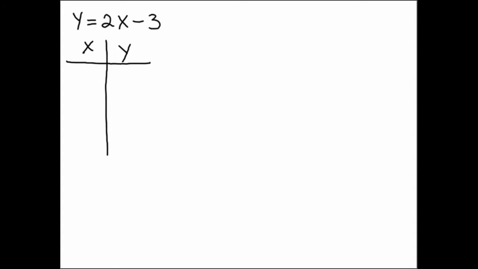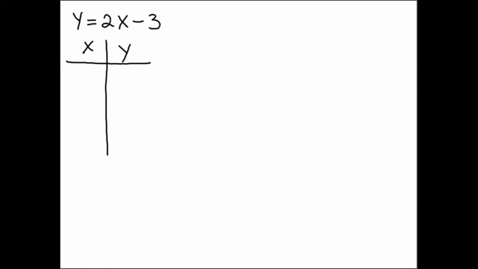Graphing a linear equation in two variables using a table. We're going to graph the equation y equals 2x minus 3, and we're going to use what I call an xy table because it's going to be a table where we list all of our x and y values. You can choose any number you want for x and then find y, or you can choose any number for y and then find its corresponding x value.